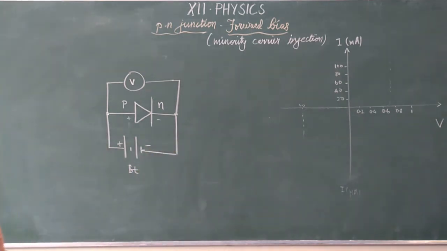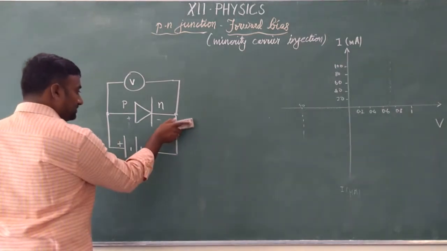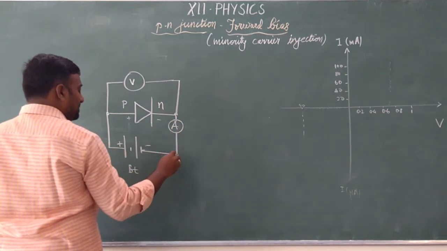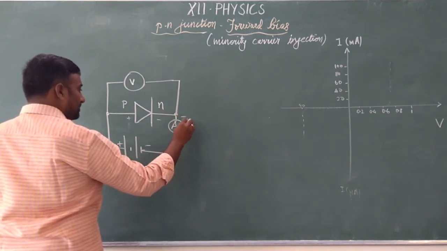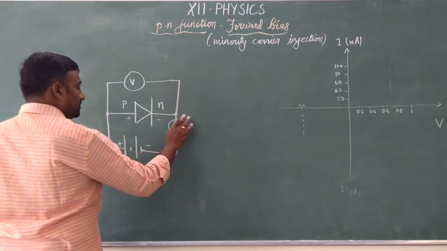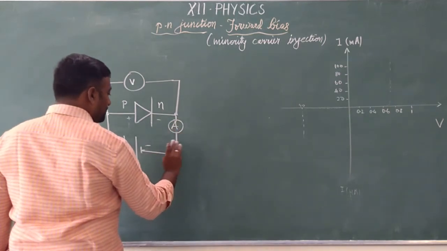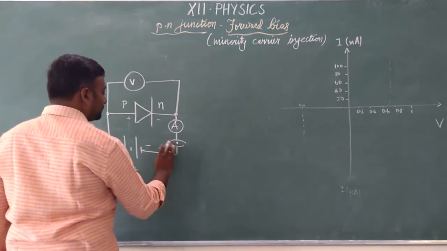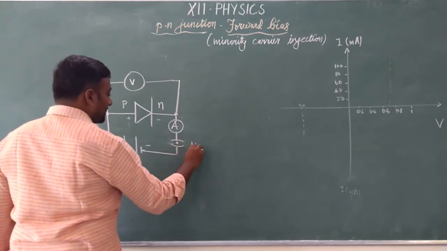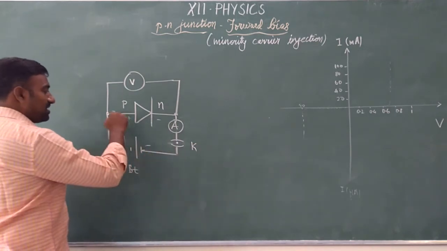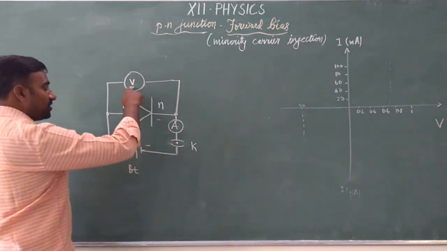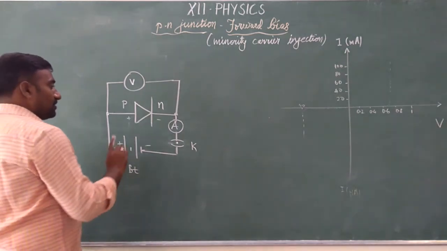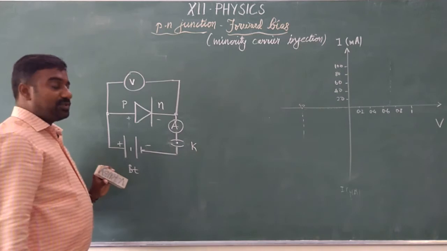So we connect the ammeter to measure the current. This is the ammeter, and a key is also used here. This is the key. So the ammeter, battery and diode are in series, and the voltmeter alone is connected across the junction. Likewise we should do the forward bias.